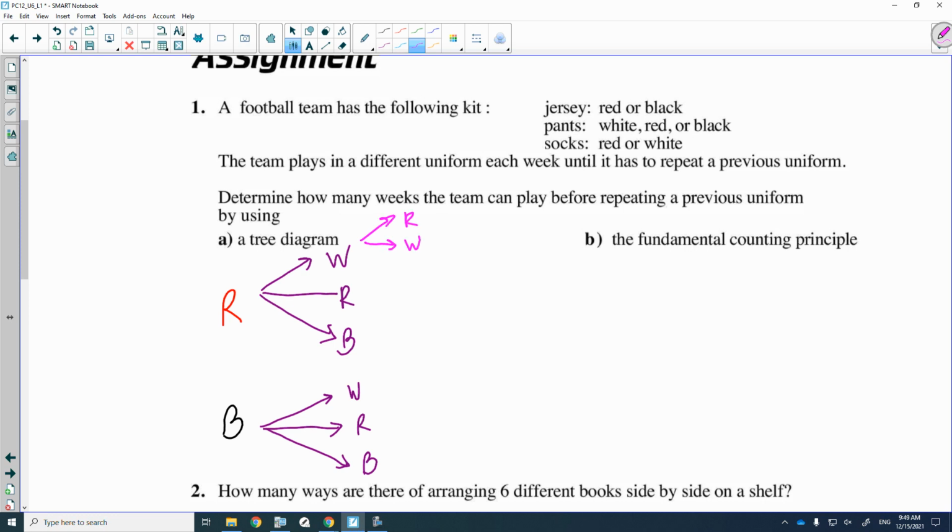So one combination is red jersey, white pants, red socks. Red jersey, white pants, white socks. That's a second combination. Red jersey, red pants, red socks. That's a third. Red jersey, red pants, white socks. That's a fourth. The number of choices that I could make with just the red jersey is 6 choices. Or there's 6 possible combinations.